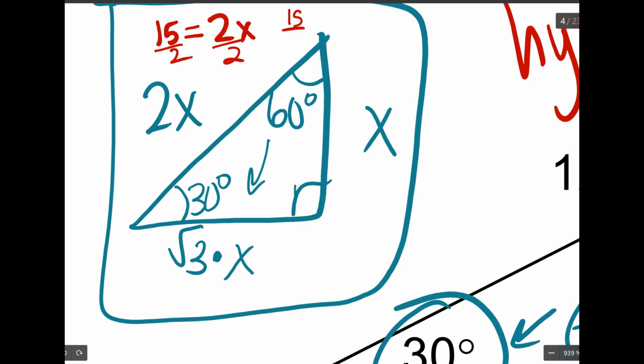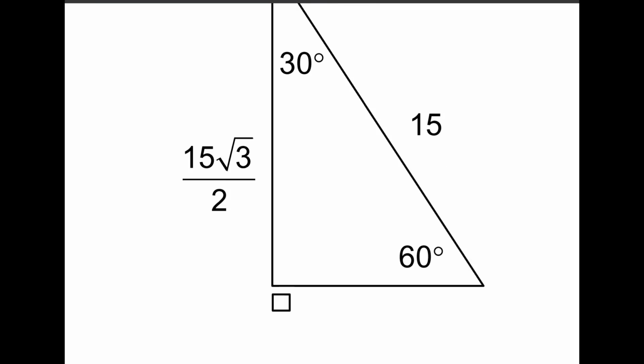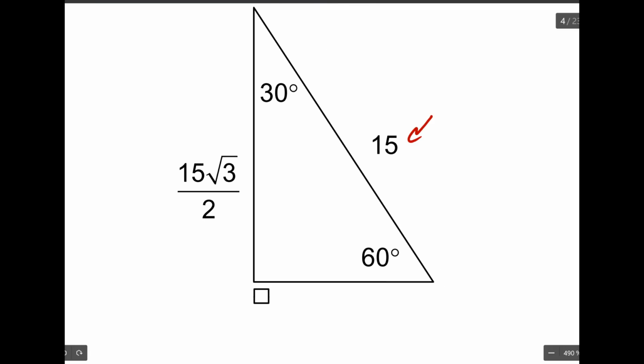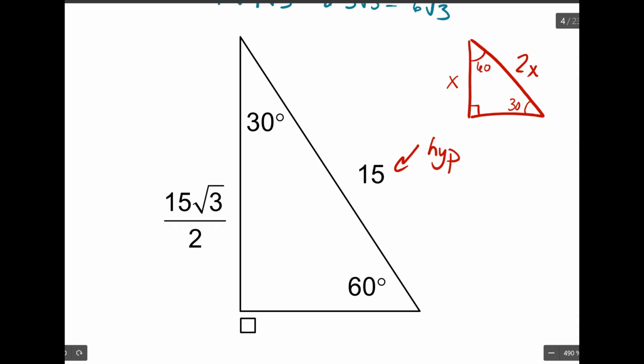15 over 2 is my shortest side. So this is my hypotenuse. And I was talking about the special triangle. When I have a 30, 60, 90 triangle, the side opposite of 30 is your shortest side. And if that is x units long, I can talk about the other sides in relation to that. The hypotenuse is 2 times the short side. So wait, if 15 is my hypotenuse, which one's my short side?